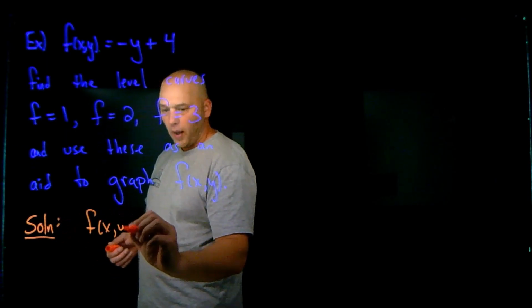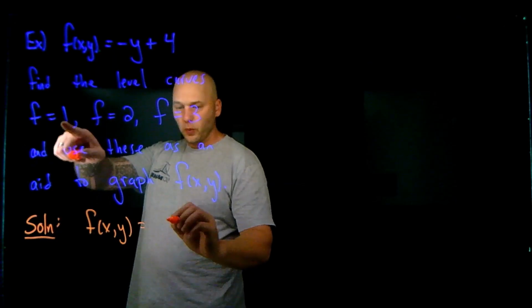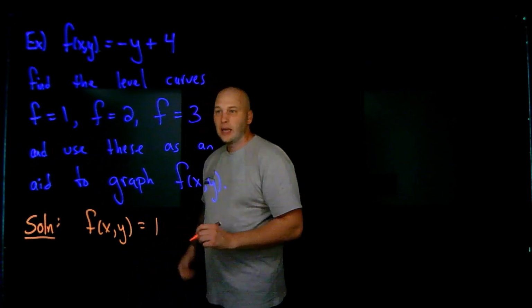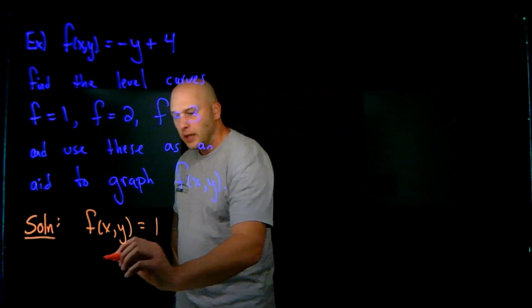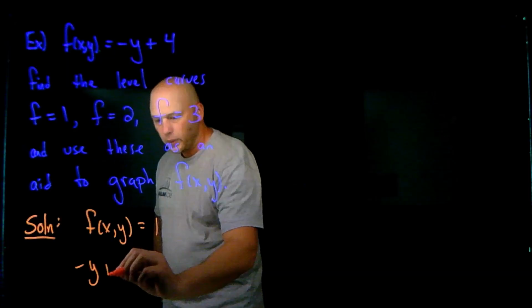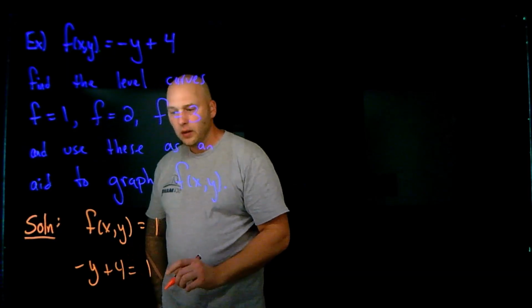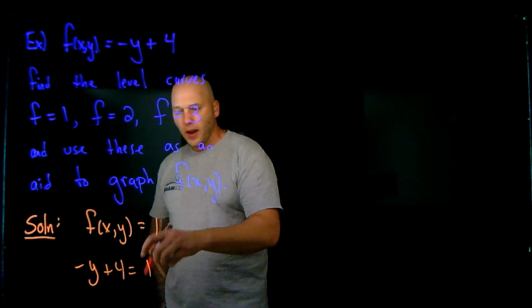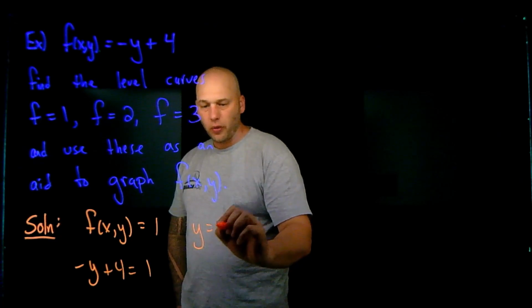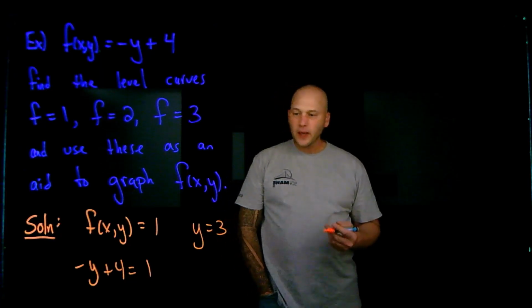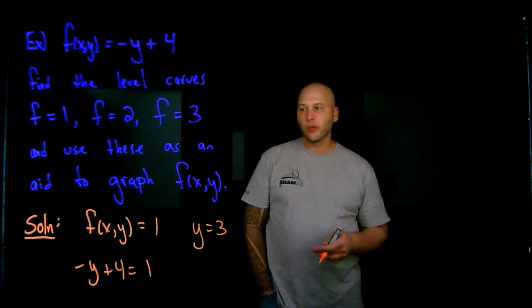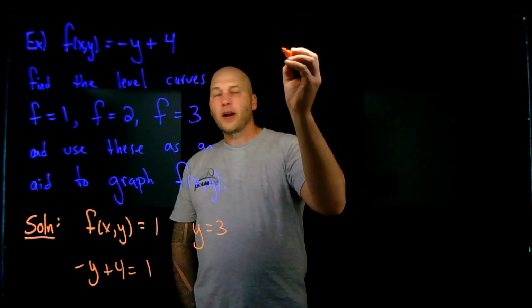F of x, y is equal to 1 was the first level curve that I mentioned. And then what I'll do is I'll replace the function name with the function expression, giving me negative y plus 4 is equal to 1. Add y, subtract 1, I get y is equal to 3. So we see that the level curve f equal to 1 is the same thing as the line y equal to 3. How about f of x, y equal to 2?